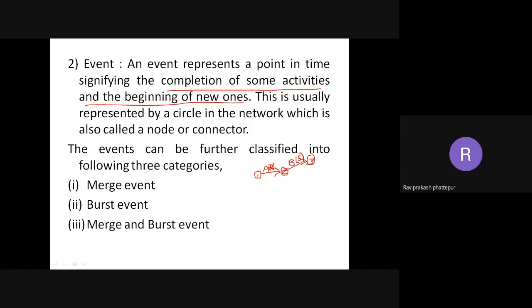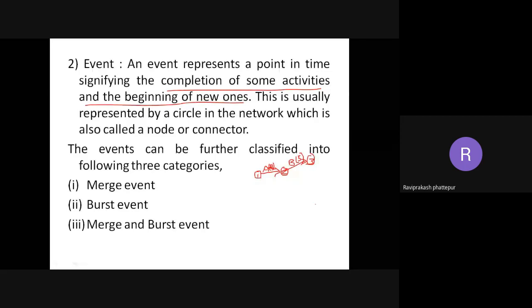The following events can occur, or could be further classified into the following three categories: merge event, burst event, and merge and burst event. So these are the three categories of events. We'll stop here. We'll see about the merge event, burst event, and merge and burst event in the next class.